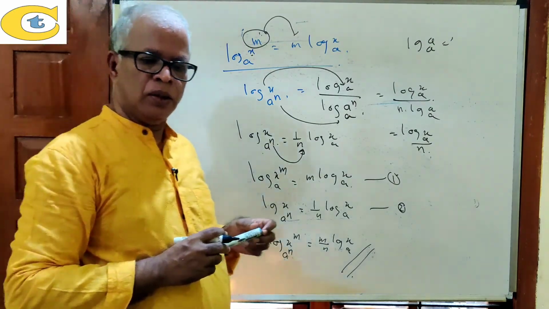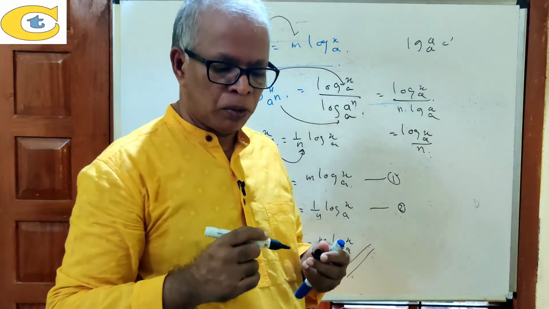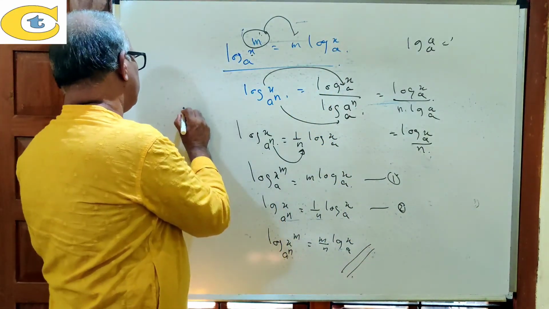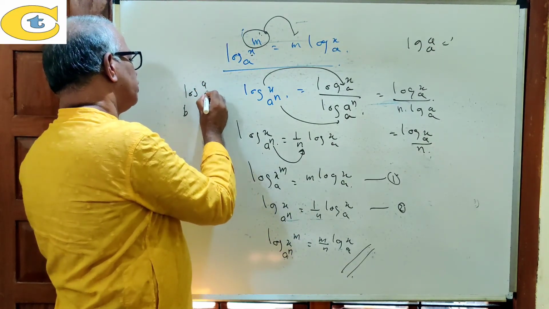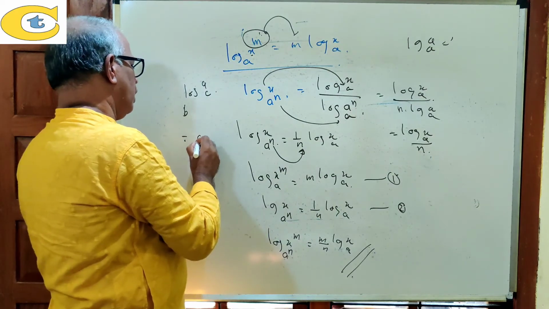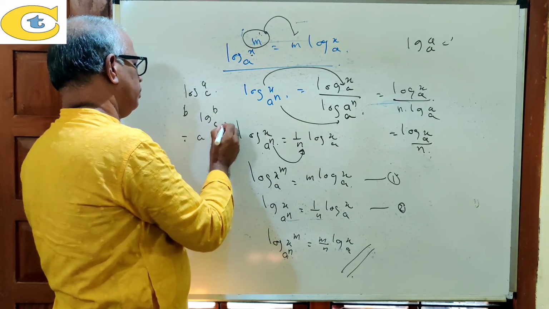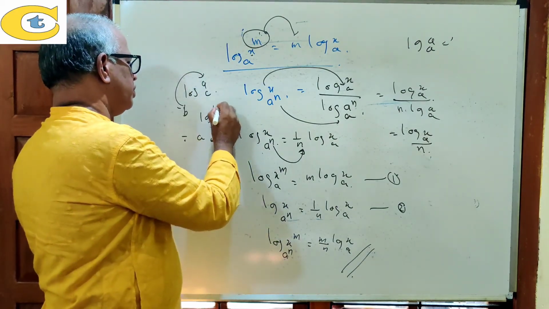We shall go with problems next class and one or two more properties. That property I am going to teach is b log a to the base c is equal to a log b to the base c. This way, a and b can be exchanged. This property we will learn next class.